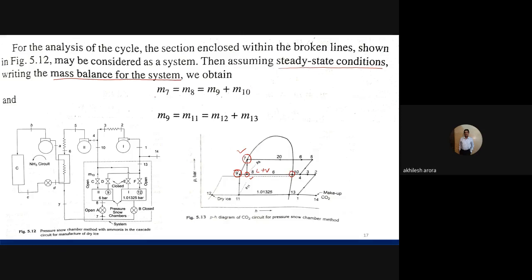So we can say that M7 is equal to M8, and that should be equal to M9, this is the liquid, and M10, which is the vapor here. I hope this is clear.